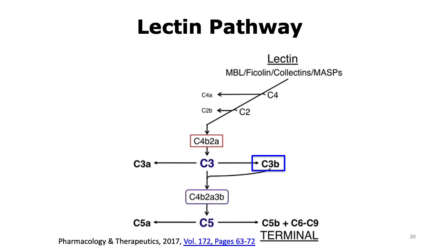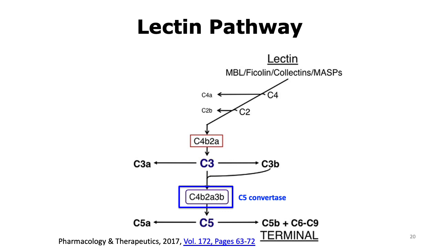The larger fragment is C3b. C3b is also able to form a covalent bond with the surface of the pathogen, and hence it is able to coat the surface of that cell. It functions as an opsonin because it facilitates the uptake of the pathogen by immune cells through the process of phagocytosis, which is also called opsonization. The C3b can also interact with the C4b2a complex to form the complex C4b2a3b, and this is called the C5 convertase.